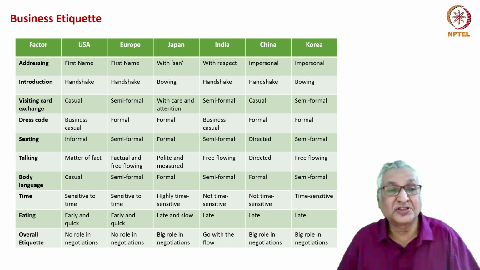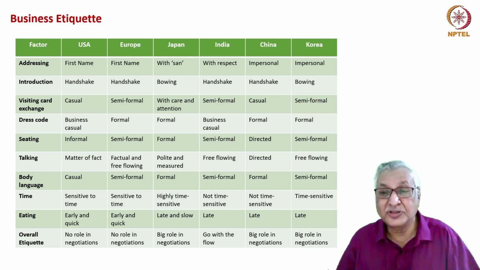USA addresses through first name. Europe also through first name. Japan always says san: Kudo-san, Sibirao-san, Raju-san. That's the way Japan addresses. India, we address with respect.